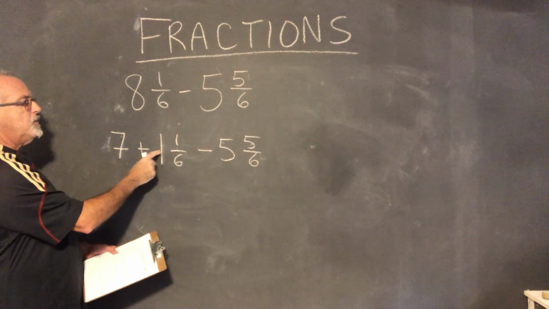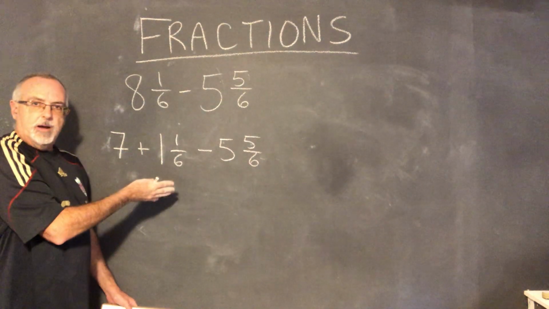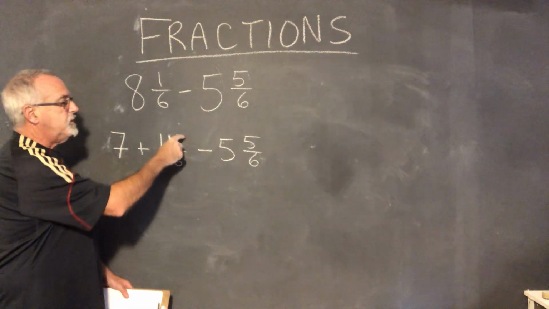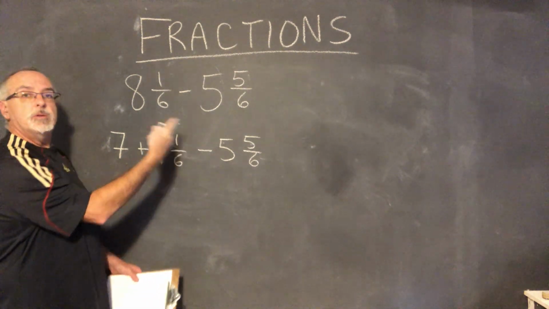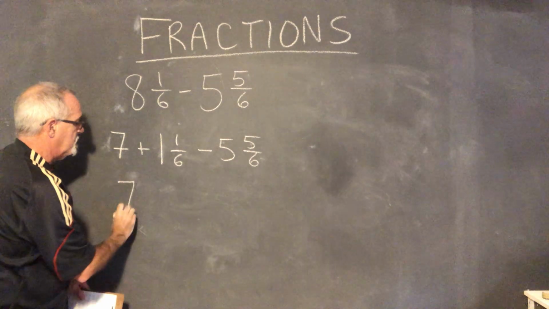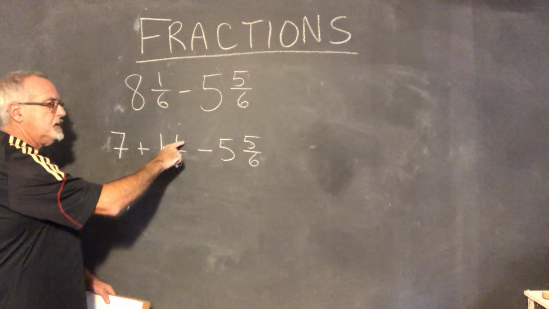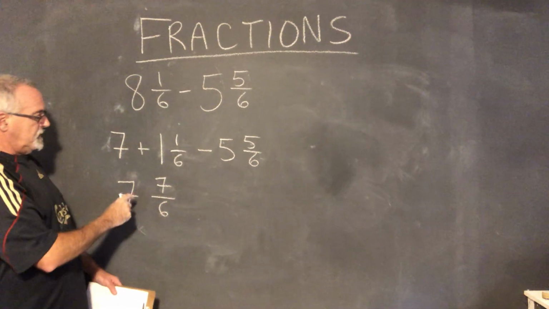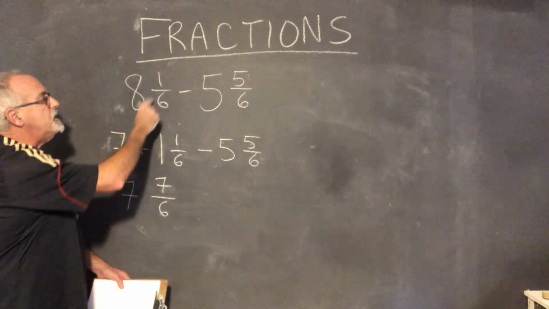This part I'm not changing yet. Well, 7 plus 1 1/6, but I can convert 1 1/6 into an improper fraction. I know how to do this. I say 1 times 6 plus 1: big number times bottom plus top gives me the new top. So I'll write that down here. I'm still going to write the 7. 1 times 6 is equal to 6, plus 1 is 7, and the denominator stays the same. So 7 7/6 is equivalent to 8 1/6.